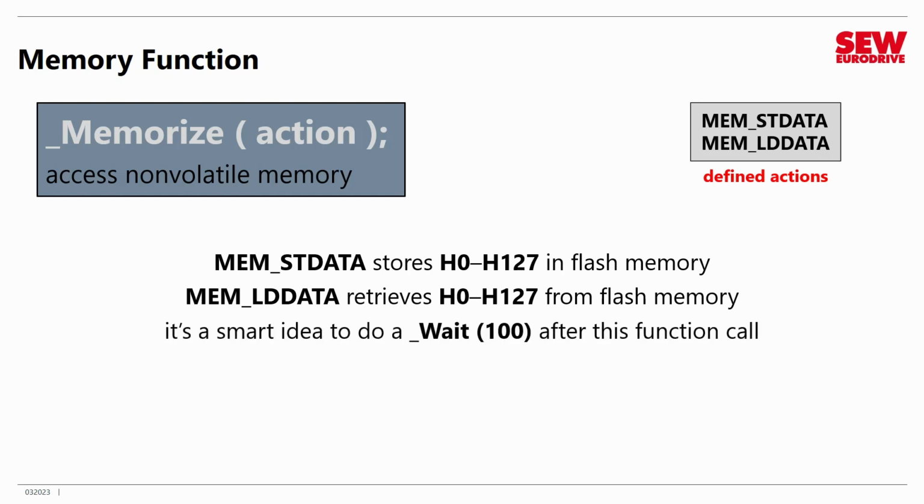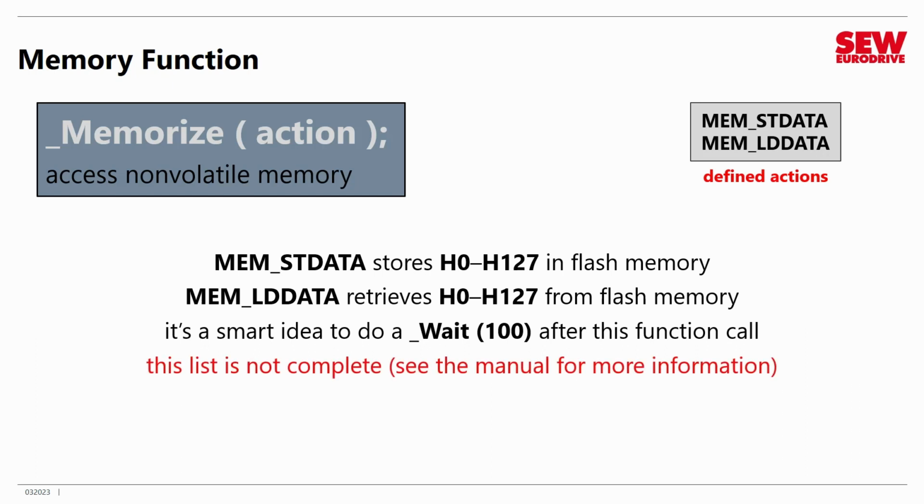Let me give you a little tip here. After you call this function, do a wait 100 to create a 100 millisecond delay. This is necessary to allow the function to complete correctly. If you don't do it, you can get into some problems. So just do a wait 100. And this list is not complete. There are some other parameters and other things available. I'll leave that as an exercise for you to look up in the manual.